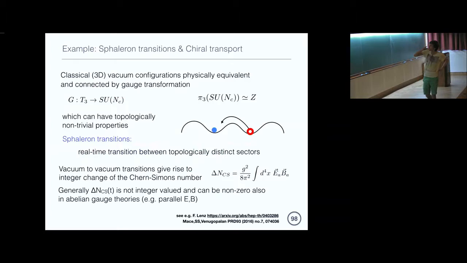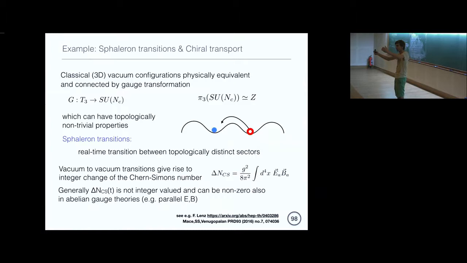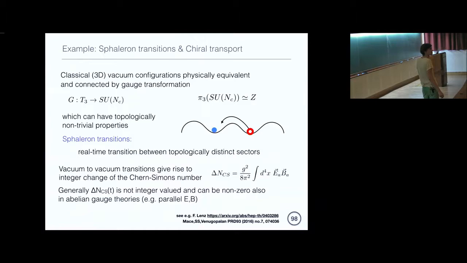If you consider a classical vacuum configuration on a three-dimensional slice, that's the state of zero field strength in the theory. One way to realize this would be, for instance, through zero gauge potential everywhere. But that's not the only way to do it. In fact, there's an infinite number of possibilities, all of which are equivalent to each other by gauge transformations. So what is a gauge transformation? If we are living on a lattice, or more generally on a torus, then this is a map from the three-torus to the gauge group, SU(N_c).